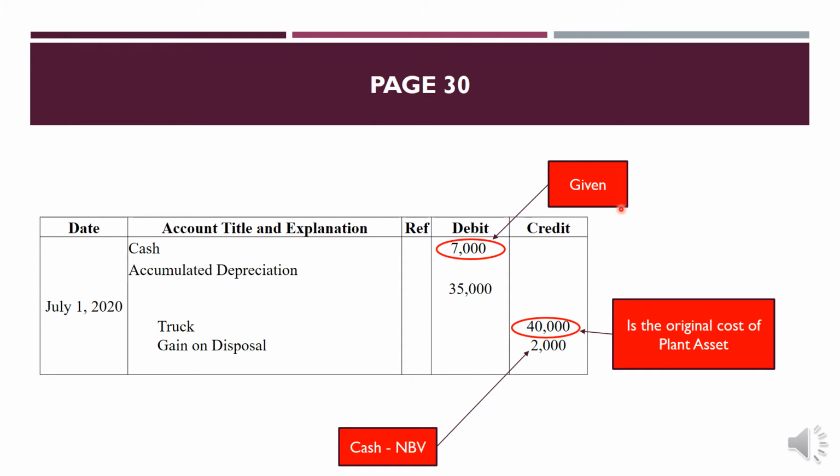So what will be the entry? Like we explained in the retirement part, we need to credit the plant asset with its cost. We have the accumulated depreciation, which is 35,000. However, based on the sale, we received cash, so the cash in the company increased. Since it increased, it will be debited, and the cash amount was 7,000. The difference between the debit and the credit will be the gain on disposal, which is the $2,000. It can be calculated by cash minus the net book value.